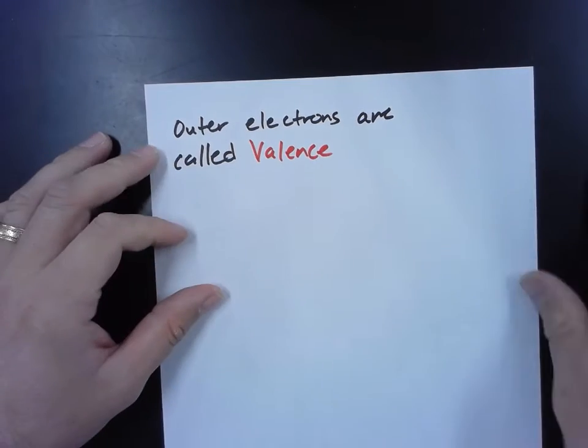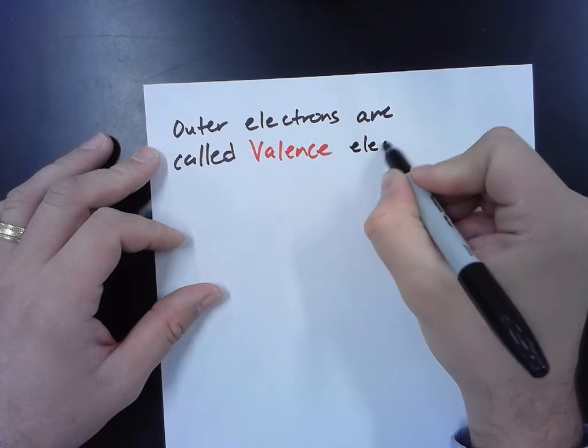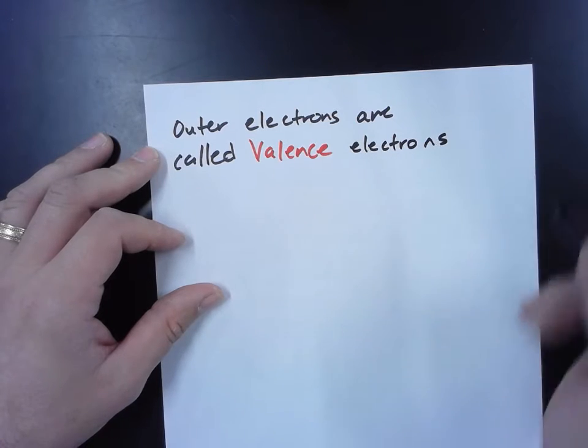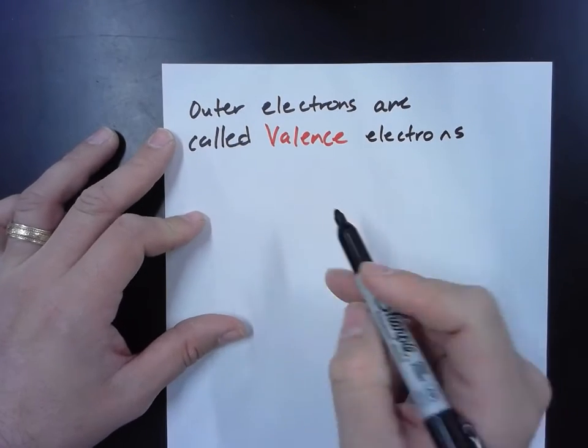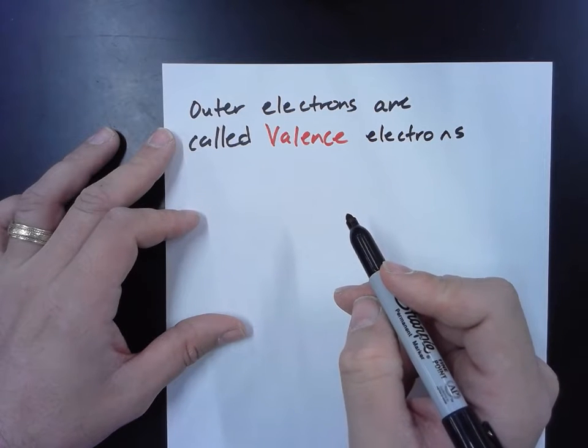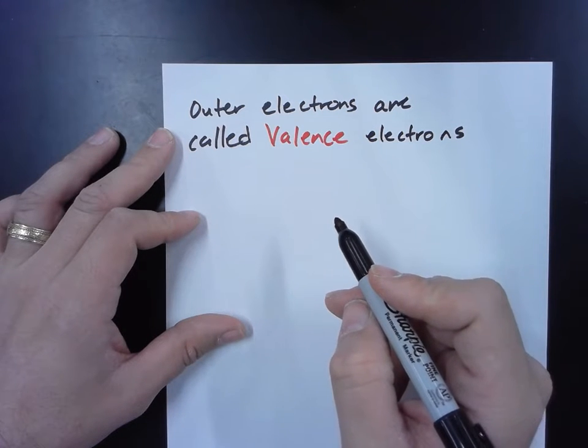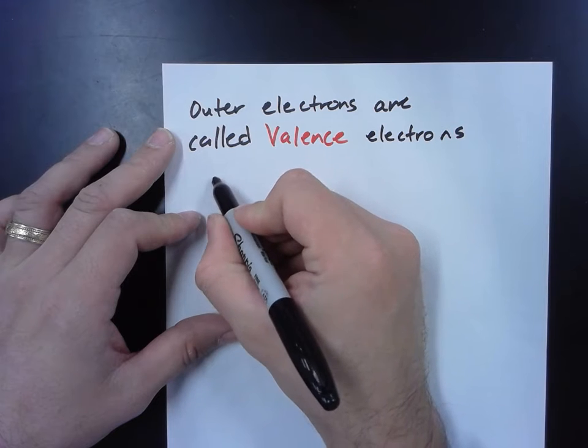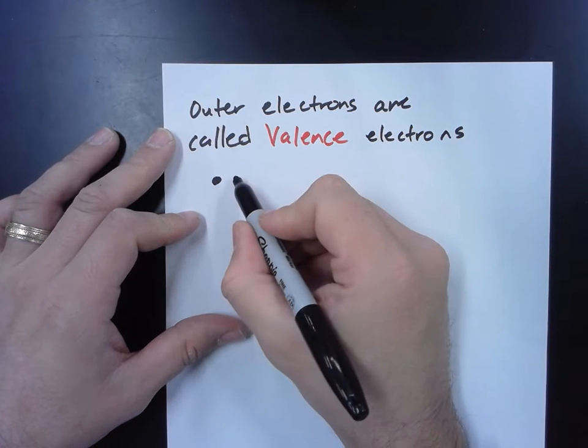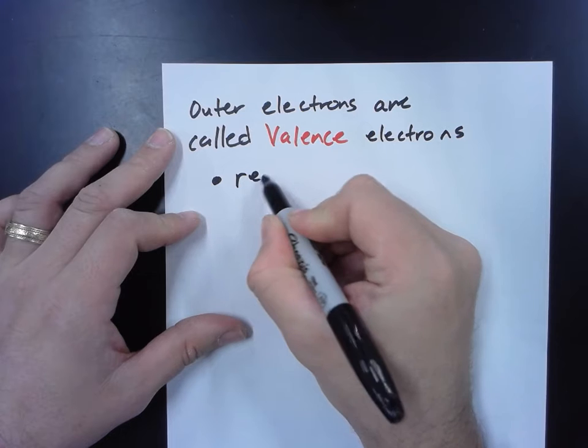They're super important. They're the most important electrons out of all of them, and they're responsible for most chemical reactions, okay? So what we can say is responsible for reactions and bonding.